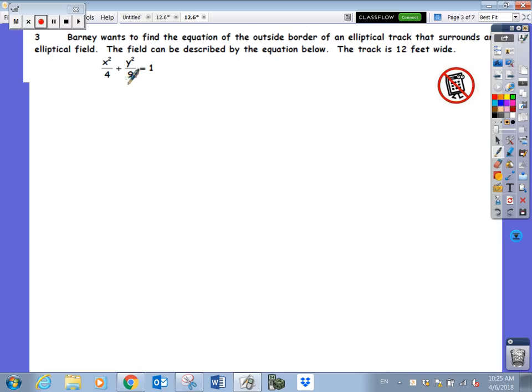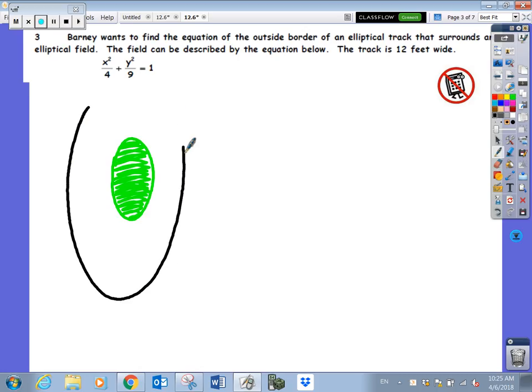Since the bigger number's under the y, we know that field, okay, here's the field. We want to know there's a track around the field. We want to know the equation of that red ellipse that I just drew. We know what this is and what this is because of this equation right here. Since a squared is 9, we know a is 3, b squared is 4, we know b is 2.